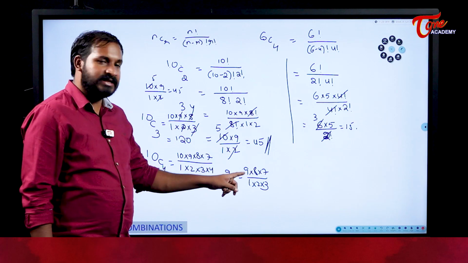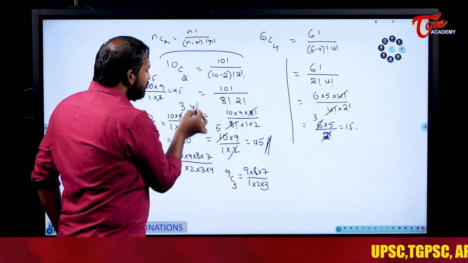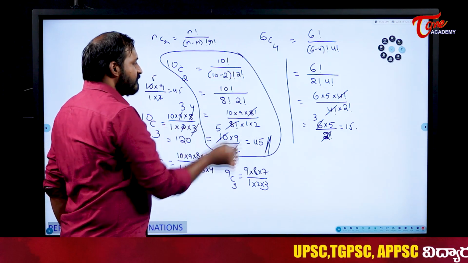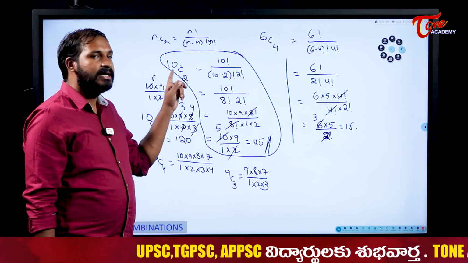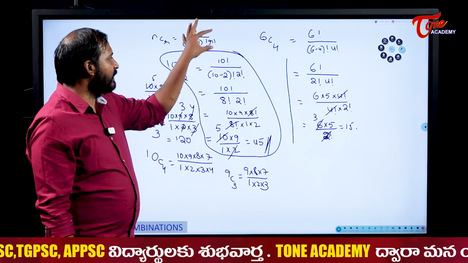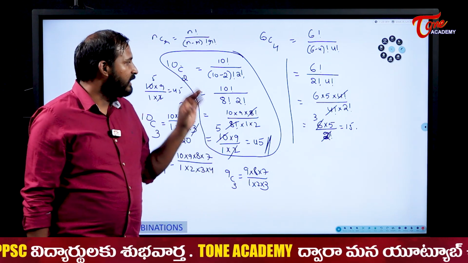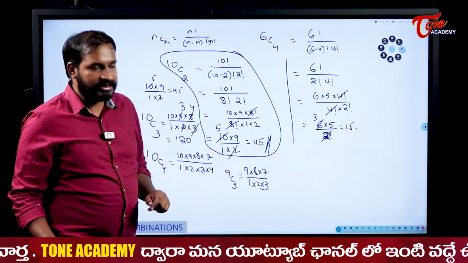You can easily reduce it instead of doing all this calculation. This much calculation was done to find 10C2. Instead of doing that, simply write 10 into 9 by 1 into 2. Don't apply the formula and waste your time. Directly write down 10C2 like this; this is how you calculate those values. Okay, this is one method.